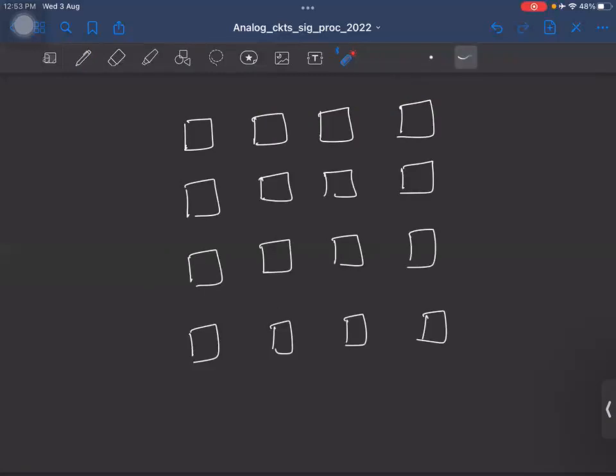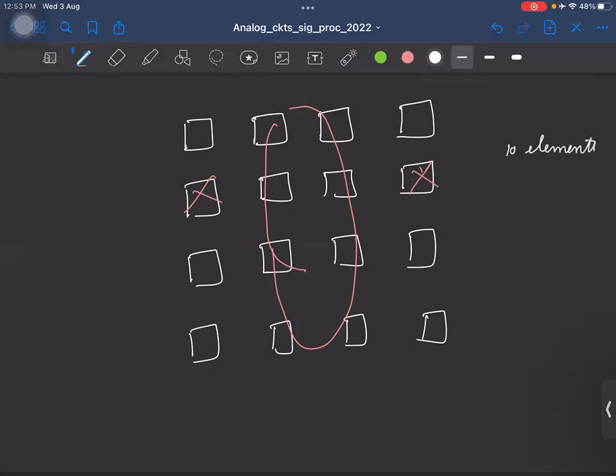So, for example, let's say these are 8, and let's say one here and one here might be the actual ones you want. So this is basically 10 elements, and all of these might be dummies. They are there just to make sure that the operating environment is same.